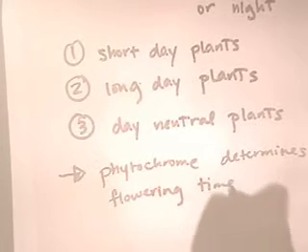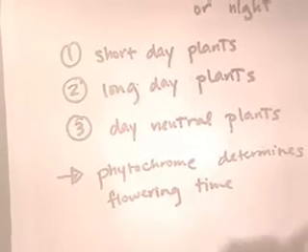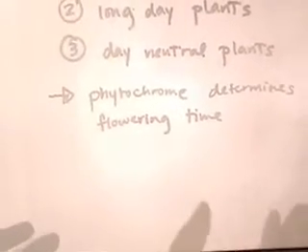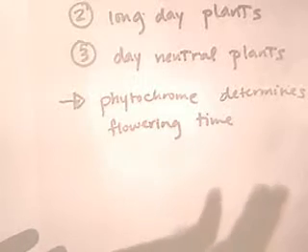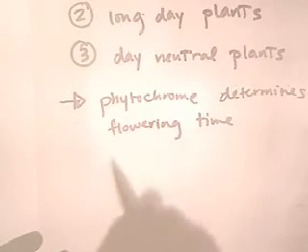etc. Phytochrome has two different forms, the PFR and the PR. And basically, depending on what kind you have and how the plant responds to it, that's how it's going to decide if it's ready to flower.